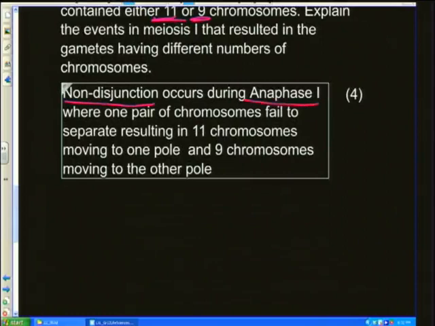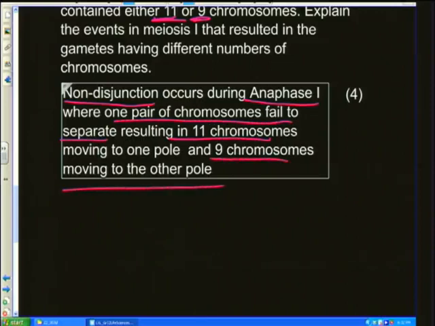During anaphase 1. Or you can say anaphase, where one pair of the chromosome failed to separate, resulting in 11 in the one and 9 in the other. So therefore the one cell has one more and the one cell has one less. Remember, you haven't learned this. You've learned trisomy 21, Down syndrome. But it's non-disjunction. So this is an application question of the same topic.